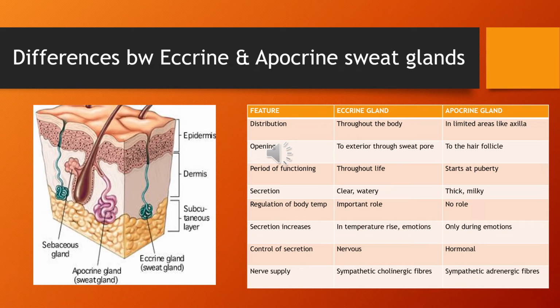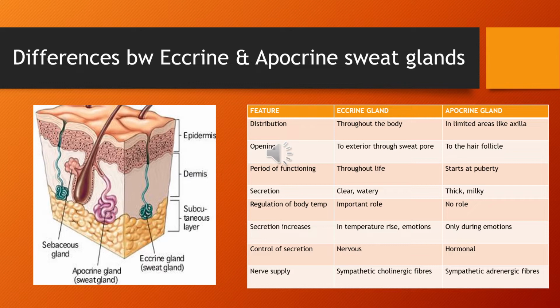Now let us go through the differences between eccrine and apocrine sweat glands once again. First one is the distribution of these glands. The eccrine glands are seen throughout the body, whereas apocrine glands are limited to certain areas like axilla, pubis, umbilicus, etc. Eccrine glands open to the exterior through sweat pores, whereas apocrine glands open to the hair follicle. The eccrine glands function throughout life, whereas apocrine glands begin to function only from puberty. The secretion of eccrine gland is clear and watery, whereas apocrine gland secretion is thick and milky. Eccrine glands have an important role in the regulation of body temperature, whereas apocrine glands have no such role.